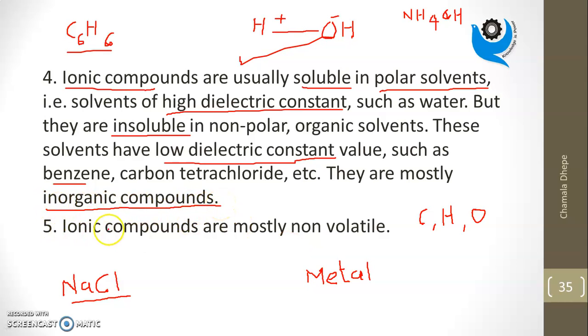Okay, so ionic compounds are mostly non-volatile. Have you heard this word, volatile or non-volatile? Volatile means which vaporizes easily, that we are going to call volatile. Remember, have you seen camphor at your home? Kapur. You have seen the kapur? Okay, when you keep it in an open space, its size gets reduced. Why? Because it is volatile.